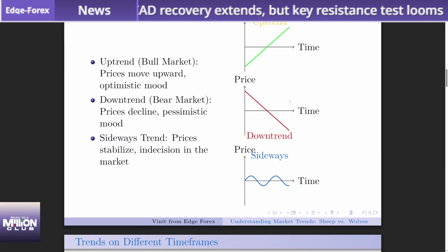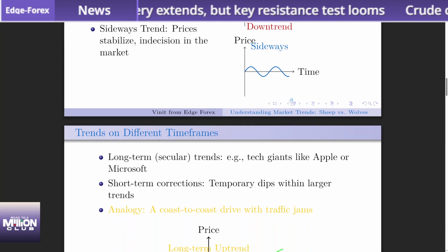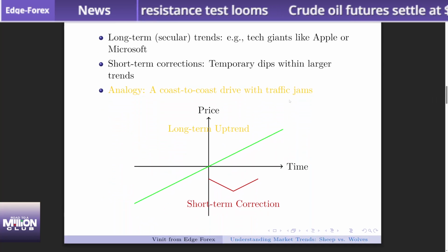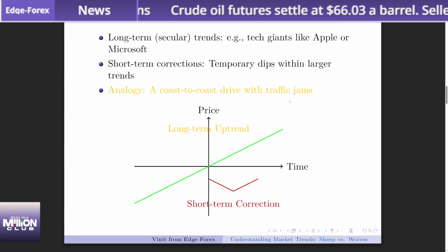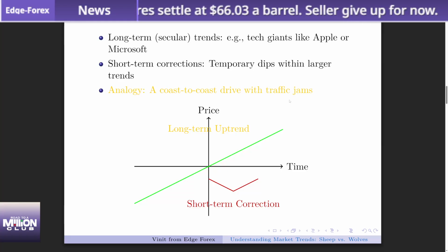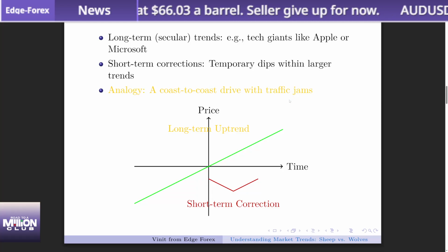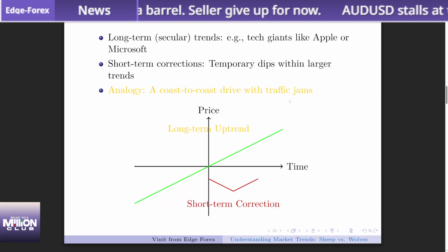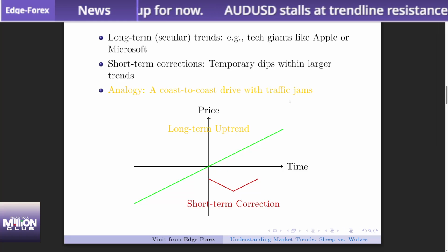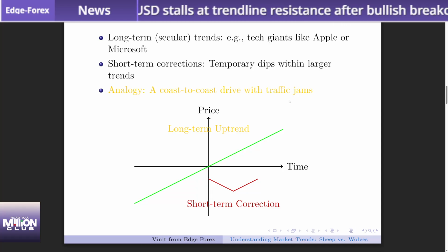Now, here's the key point. These trends exist on different timelines. A stock could be in a long term uptrend, a secular uptrend, for decades. Think about the rise of technology companies like Apple or Microsoft. But within that long term trend, it might have a short term downtrend for a few months, which we call a correction. It's like a long car ride from coast to coast with some traffic jams along the way. The overall direction is still forward, but there are moments of slowing down.